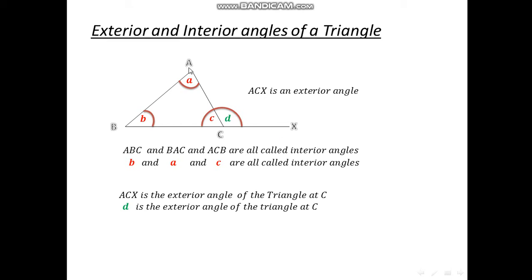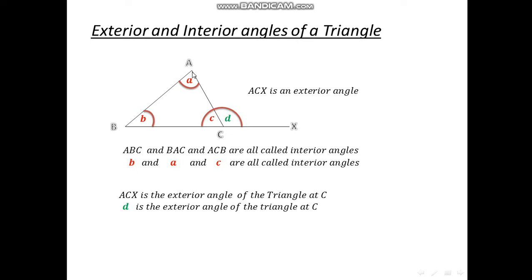Okay, also concerning ACX, look, ACX, which angle am I speaking about? I'm speaking about this one here, the D, the green one. ACX, this is D. This is called an exterior angle of the triangle at point C, because we have the triangle ABC. You know where the triangle is. Anyway, this is the triangle. So this exterior angle is at the point C of the triangle.